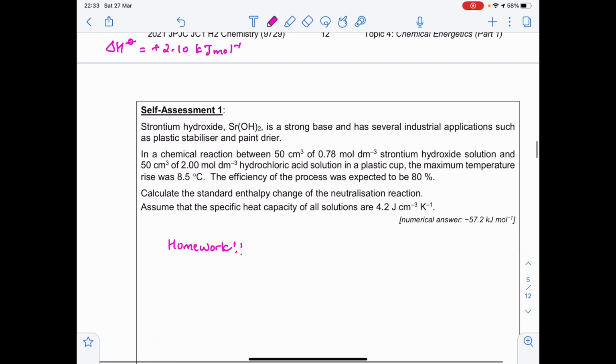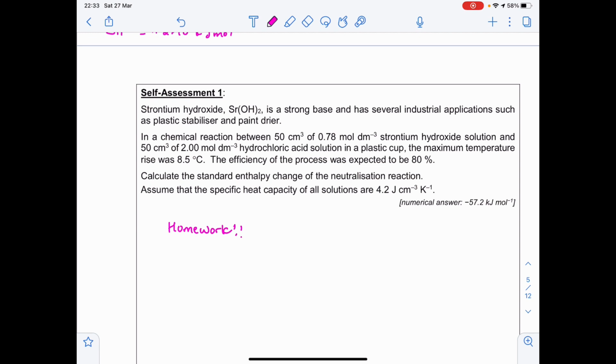Next, please do self-assessment 1 as homework. Your teachers will check your answer.